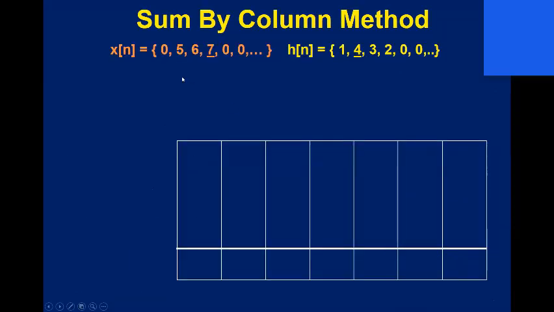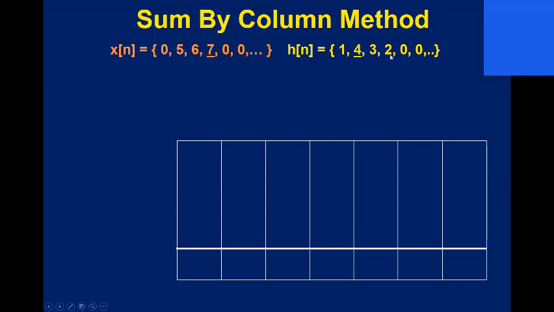Now, if you're working with non-causal signals, then we need to pay attention and be careful about these values coming out of the table, relating them to what index n they belong to. And for that matter, when we're creating a sum by column table, we need to know how many columns I'm going to need. The answers to both those questions come from looking at our two original functions that we're going to try to convolve.